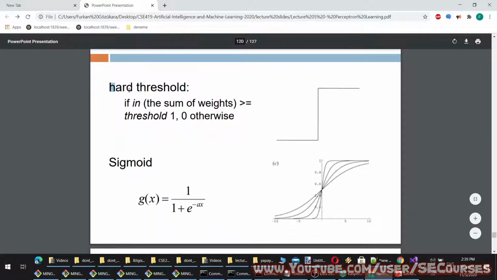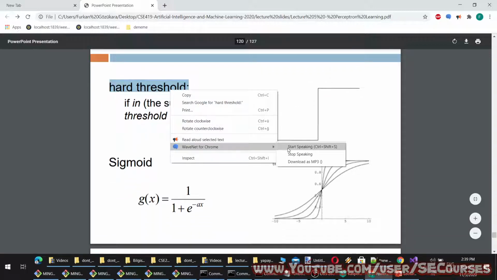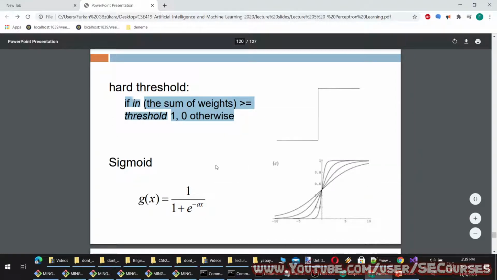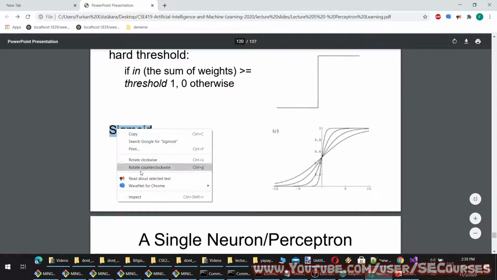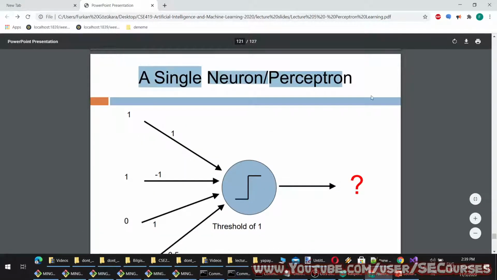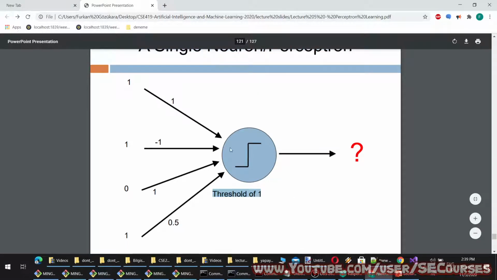Possible threshold functions. Hard threshold: if the sum of weights is greater than or equal to the threshold, 1, 0 otherwise. So this is a hard threshold. If it is bigger than 1, it is 1, or it is 0. There's also the sigmoid activation function. It is like this. You can also use this.